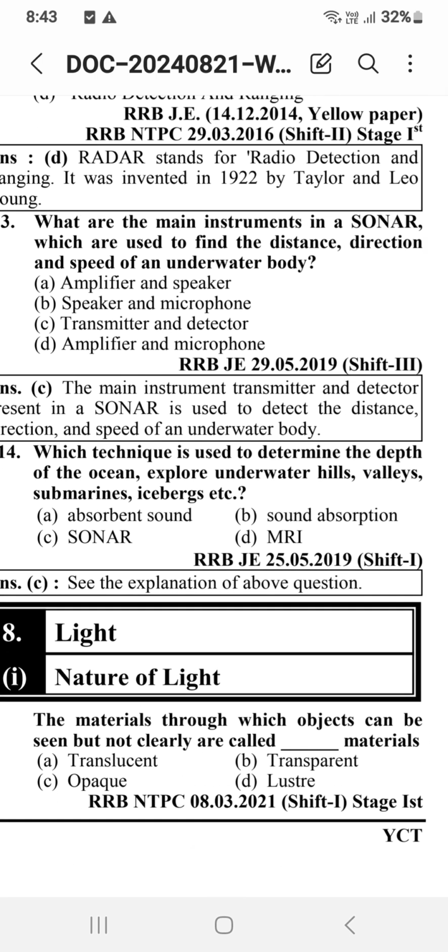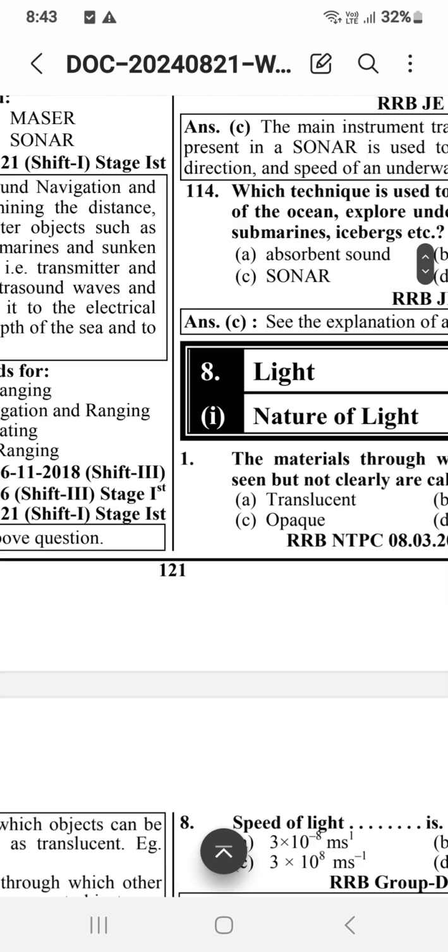The material through which objects can be seen but not clearly is called opaque material.